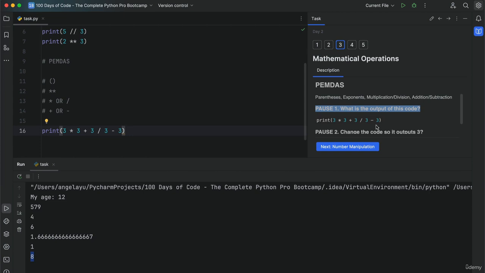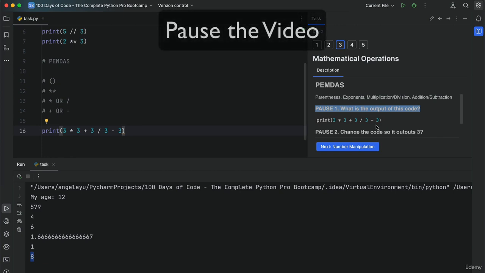Is it going to first add 3 to 3, then multiply the result by 3? Or is it first going to divide 3 by 3 and then add 3 to it? What is the order? And I want you to really pause the video and have a little play with it on pen and paper before you come back and we'll show you the result.